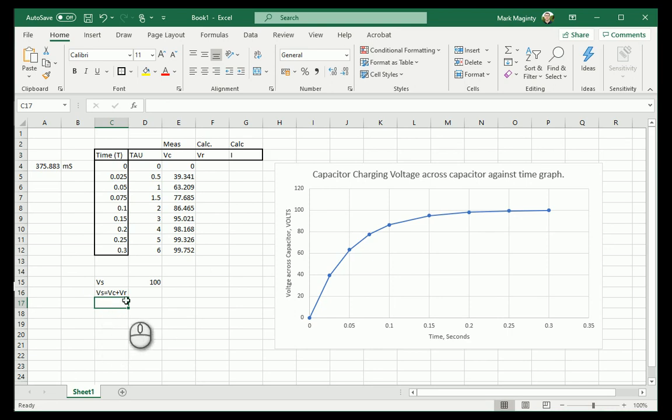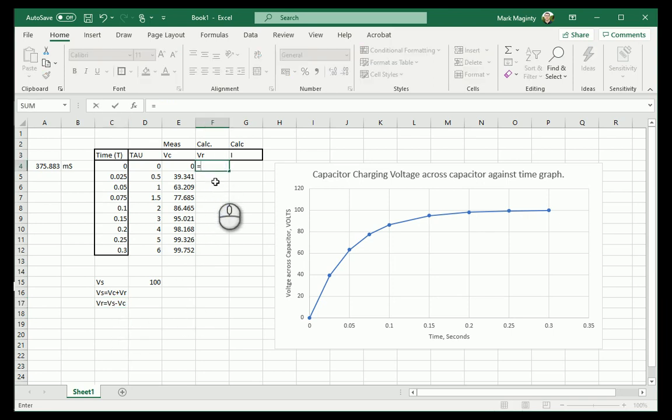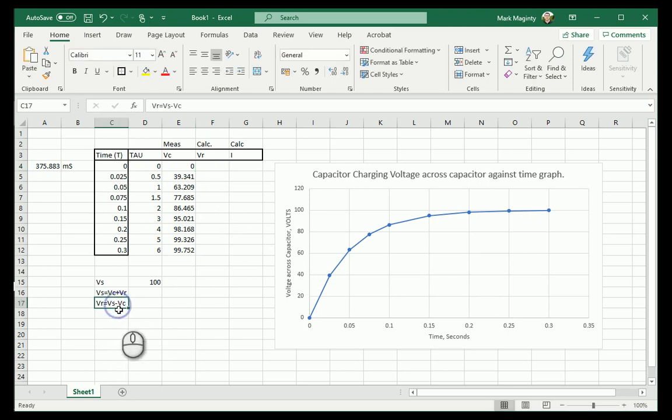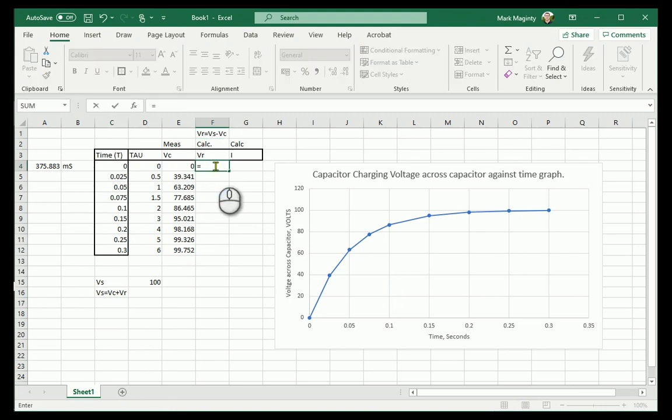Now, what that therefore means, to calculate VR, you can transpose this to give us VR is equal to VS minus VC. So we can put this in as a calculation the whole time. If you're familiar with Excel at all, to generate an equation, we go equals, and we want the first one to be VS minus VC. I'll move this up the top just so you can see what the calculation is. So this one here is going to be equals VS minus VC.